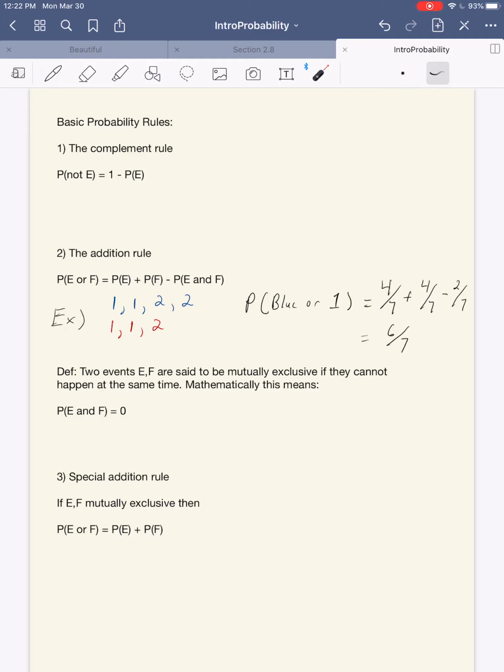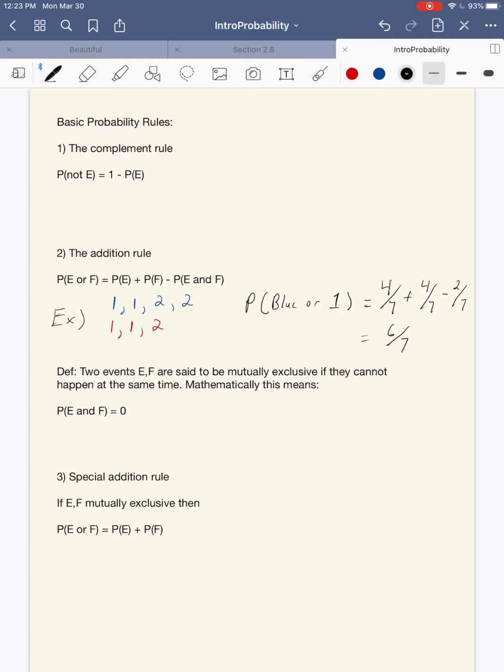Now, remember, these probability rules are sort of just rules. We should be able to get this same answer by just manually counting and being careful. Remember, our goal was blue or 1. So if we just count, that would be 1, 2, 3, 4, 5, and 6. Those are all the ones that are blue or a 1. And notice that that is 6 out of 7. So this addition rule just tells you that when you're doing an OR, you need to use addition, but you need to be careful about double counting.